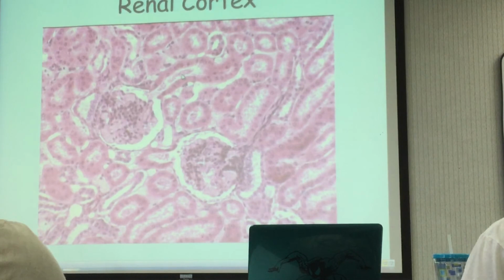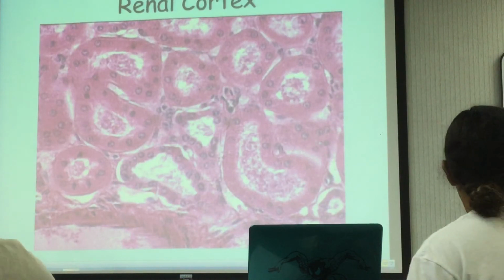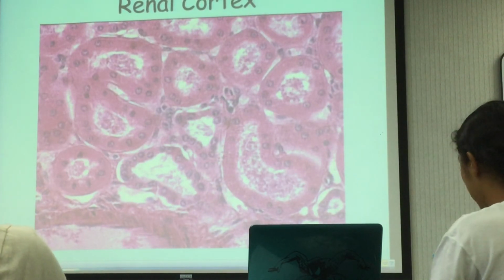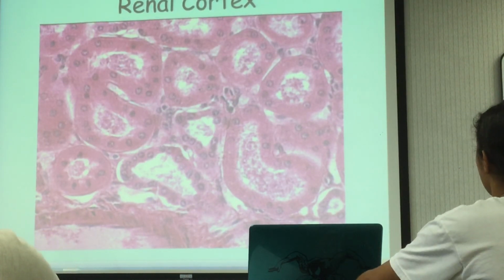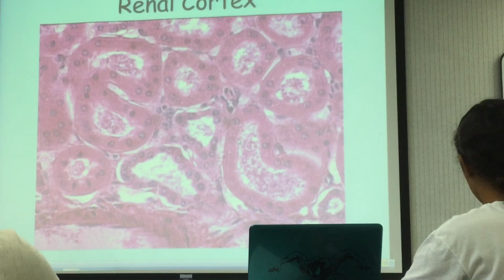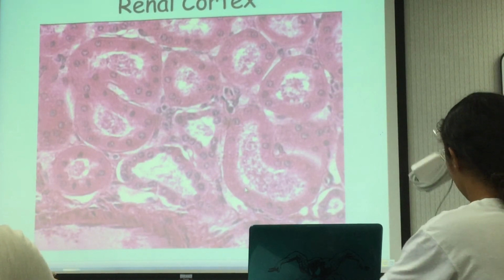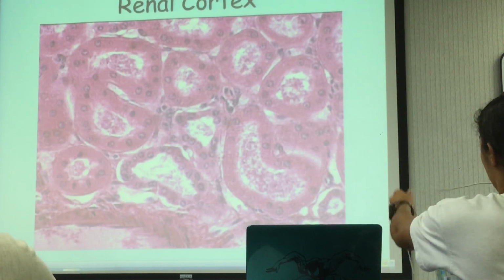What is this? Proximal convoluted tubule. Do you know the difference between proximal and distal? Okay, so the proximal looks dirty, the distal looks clear. Proximal has a brush border. Brush border is right here. These are the brush border. This one does not have a brush border. This PCT has a brush border, the DCT does not.